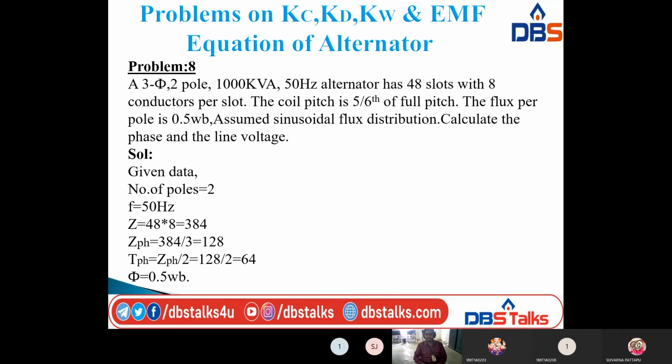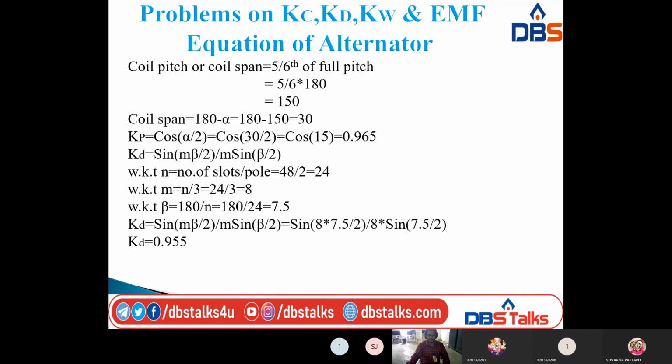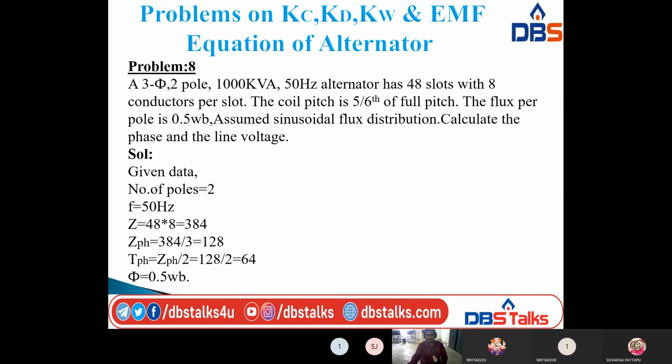Here the given flux value is 0.5 Webers, and then we have to calculate the phase and line voltages. Okay, so for that, here they didn't give the coil span, but they gave the clue, that the coil pitch is 5 by 6 of the pole pitch or full pitch. Okay, the coil pitch is 5 by 6 of the full pitch.